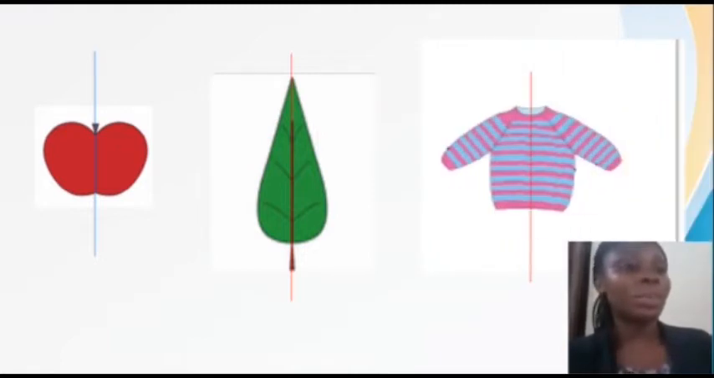This is a cloth, baby's clothes, or the top for a baby. Now look at it. It is also symmetrical. When you cut it into two, you have two equal halves.